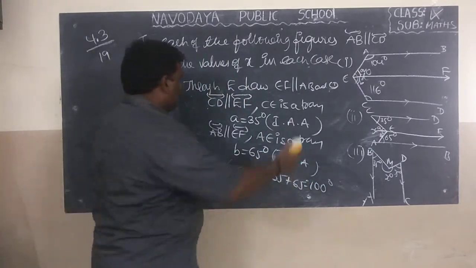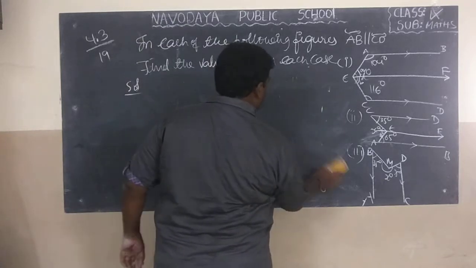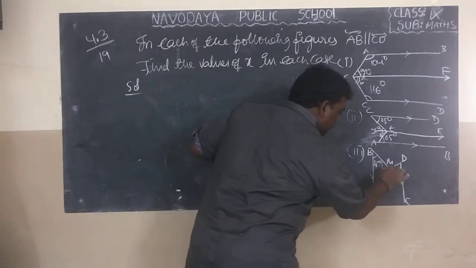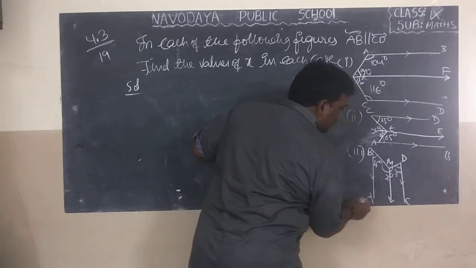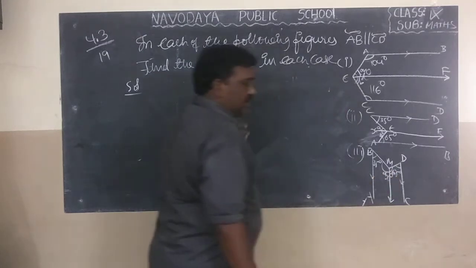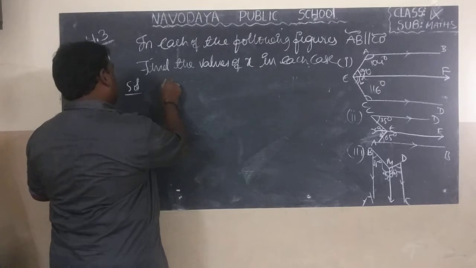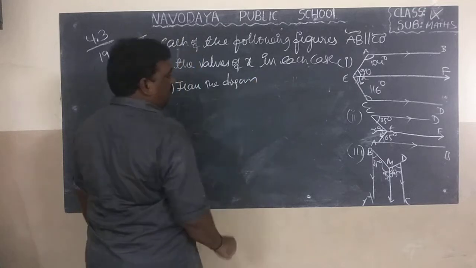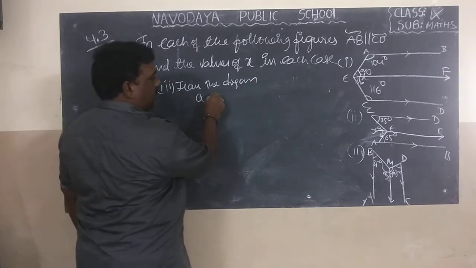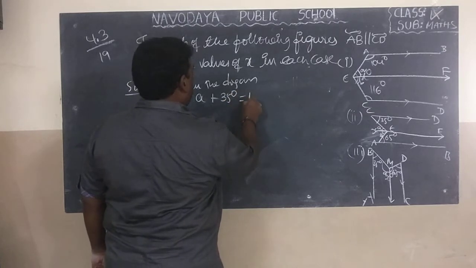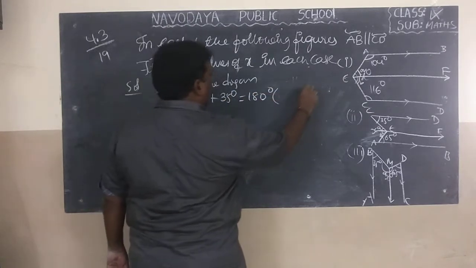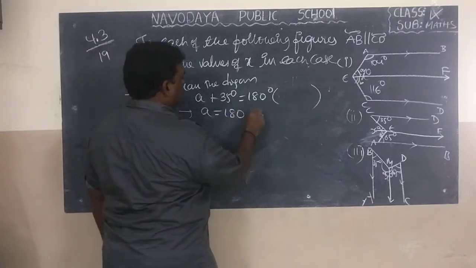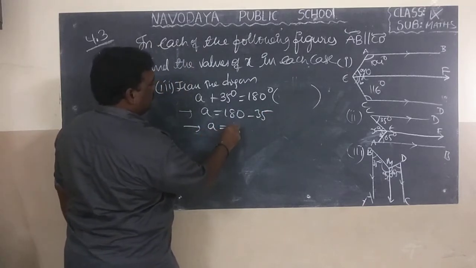Second diagram done. Third diagram. Again, draw a line parallel. This is small a, this is small b. From the diagram, you can write directly: small a plus 35 equal to 180. Interior angles on the same side of the transversal. Small a is 180 minus 35, small a is 145.